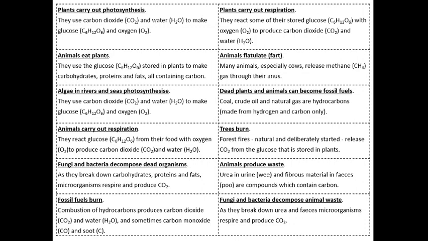Trees burn. Forest fires, both natural and deliberately started, release CO2 from the glucose that is stored in plants. Fungi and bacteria decompose dead organisms. As they break down carbohydrates, proteins, and fats, microorganisms respire and produce CO2. Animals produce waste. Urea in urine, wee, and fibrous material in feces, poo, are compounds which contain carbon.